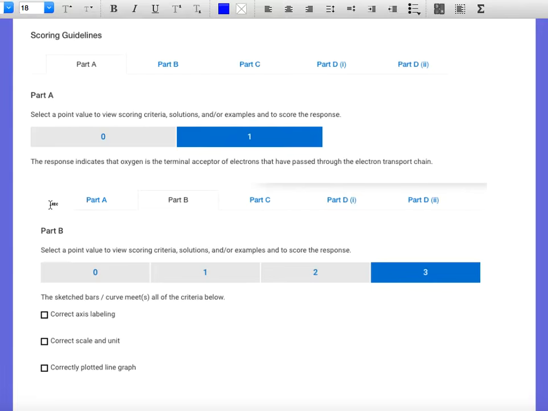So oxygen is the terminal electron acceptor of electrons that pass through the electron transport chain. Great, we covered that in our answer. And then here, again, there were a couple different ways you could have done this.